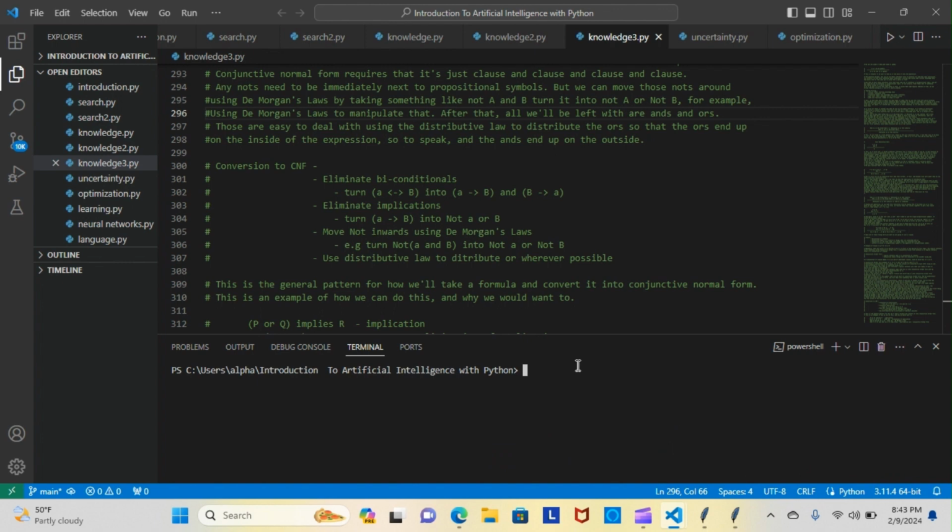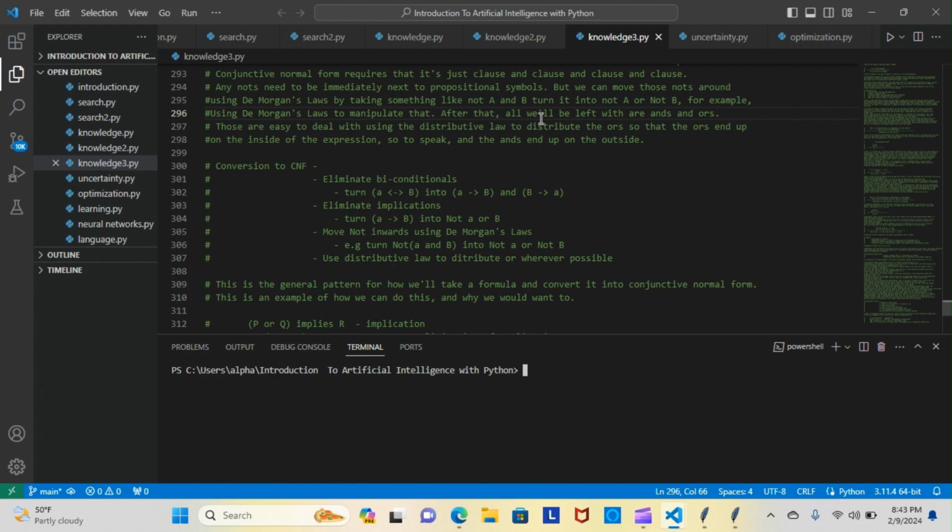Now, tonight we went over conjunctive normal forms, or CNF for short. I'm going to give you a quick overview of what that's about. Conjunctive normal form requires that it's just clause and clause and clause and clause. Any nots need to be immediately next to propositional symbols. But we can move those nots around using De Morgan's laws by taking something like not (A and B) and turn it into not A or not B, for example, using De Morgan's laws to manipulate that.